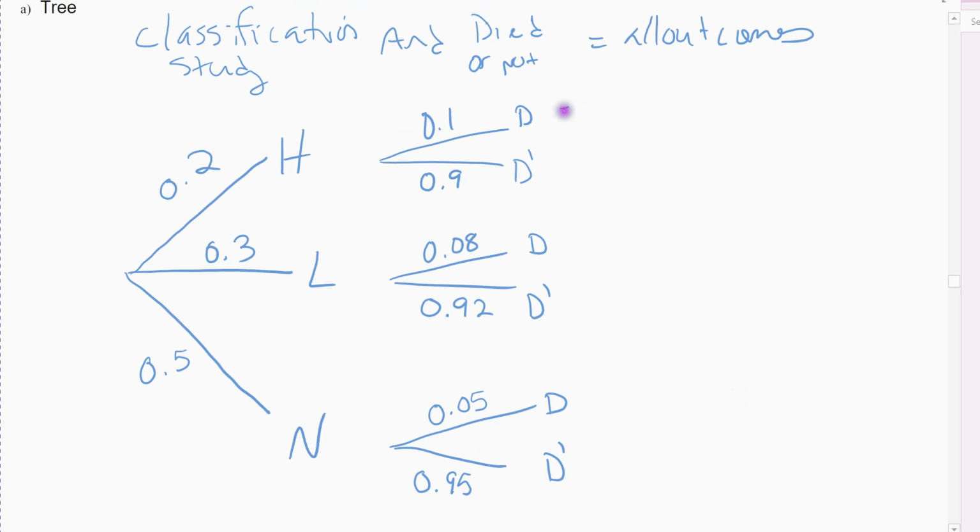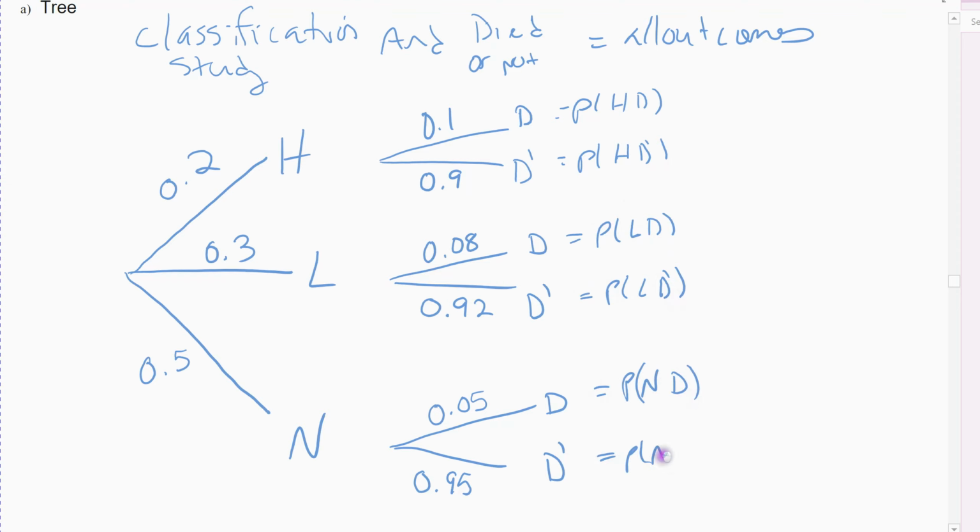Then all the outcomes. The probability they were a heavy smoker and died, the probability they were a heavy smoker and didn't die, and so on. Light smoker and died, light smoker and didn't die, and the same for the non-smokers. Those are all and statements. I'm just leaving out the and symbol. The product implies and: a heavy smoker and they died.